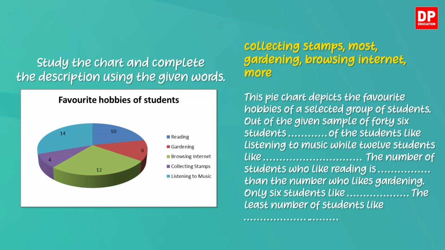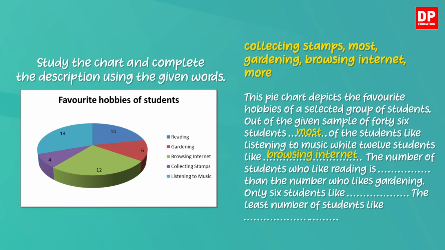This pie chart depicts the favorite hobbies of a selected group of students. Out of the given sample of 46 students, most of the students like listening to music, while 12 students like browsing internet. So if you look at the pie chart, you can see that out of the 46 students, listening to music is liked by 14 students. So most of the students like listening to music and 12 students like browsing internet.